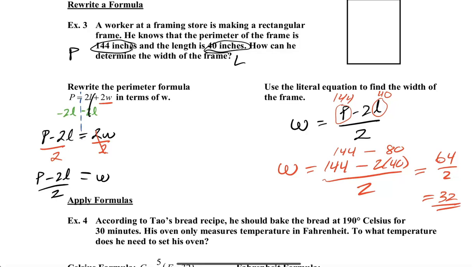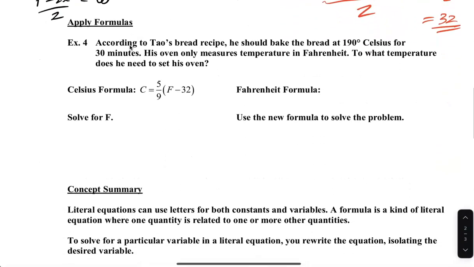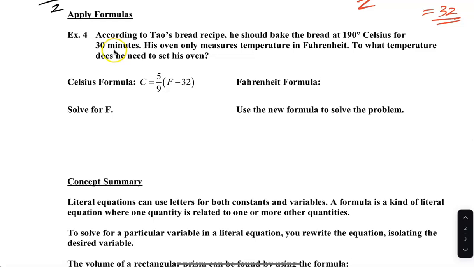Like that. Okay, let's do one more. According to Tao's bread recipe, he should bake the bread at 190 degrees Celsius for 30 minutes. His oven only measures the temperature in Fahrenheit, because it's probably in America. To which temperature does he need to set the oven? So we've got to convert. We have this in Celsius, we need Fahrenheit. So we've got to solve for F. This one's a little more complicated.